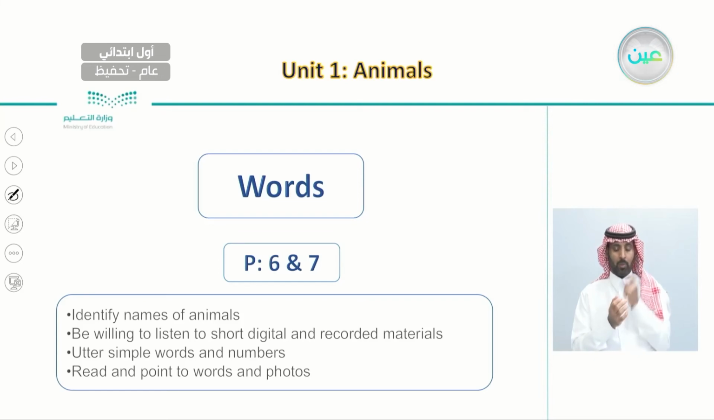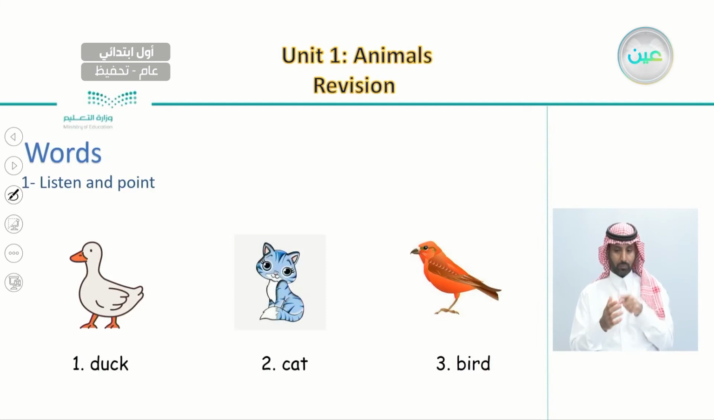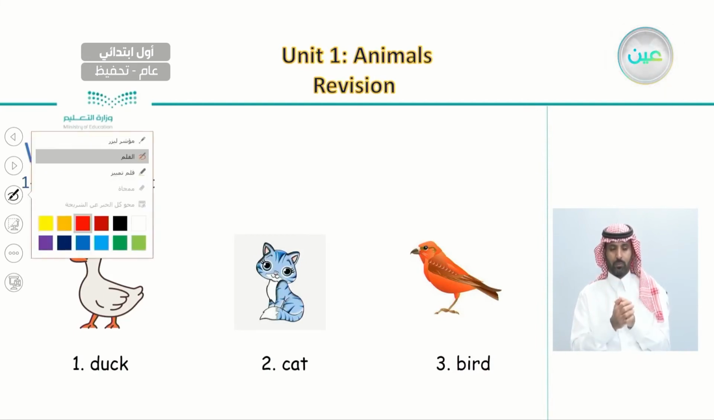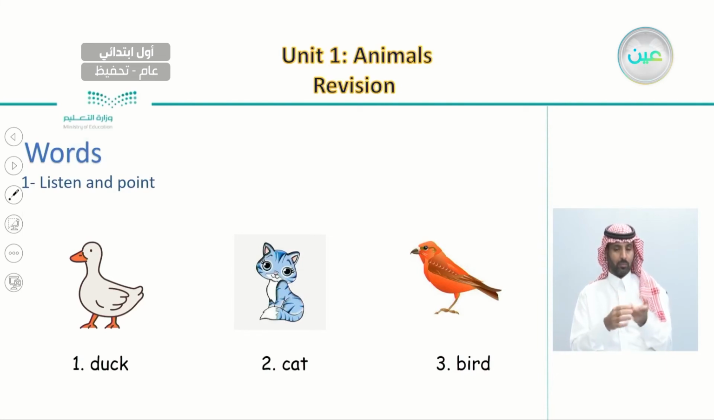And after this, we have the words lesson on pages 6 and 7, and our goal is to identify names of animals, listen to short materials, and read and point to words with photos. So what we did first is that we listened to these words and said them again. Let's listen to them one more time.